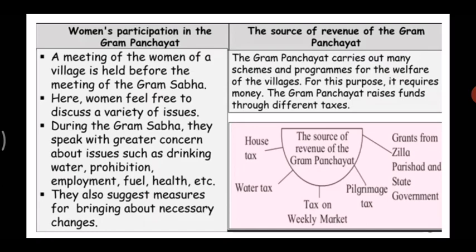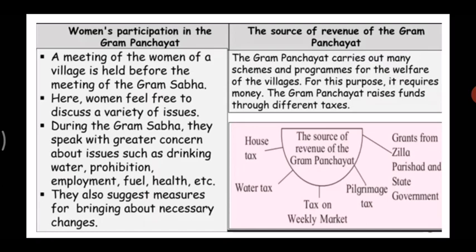So the Gram Panchayat raises its funds through various taxes. What are the sources of revenue for the Gram Panchayat? From where do they get money? A house tax, water tax, tax on weekly market, pilgrimage tax, and grants of funds from the Zila Parishad and the state government. Because to run a village or to perform any occasion or function, they require money, so they take tax like that.